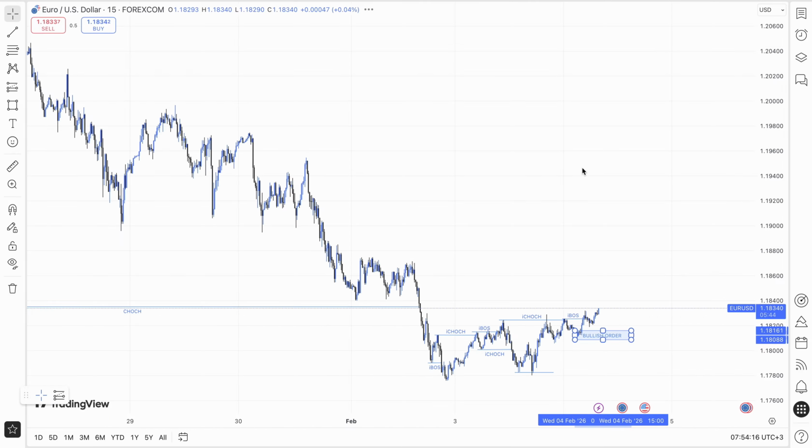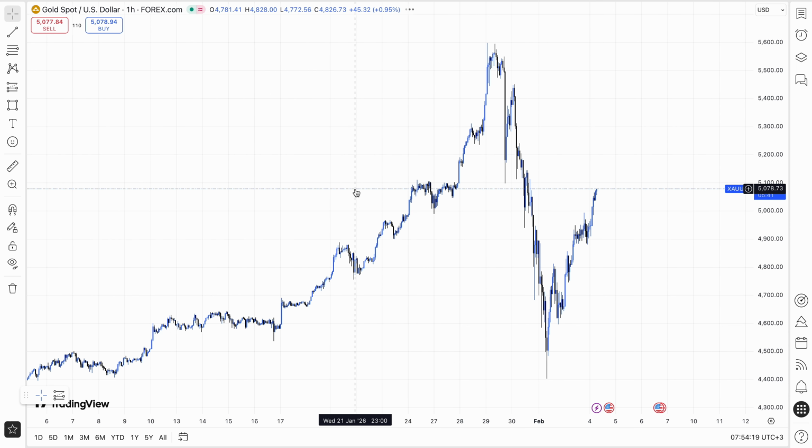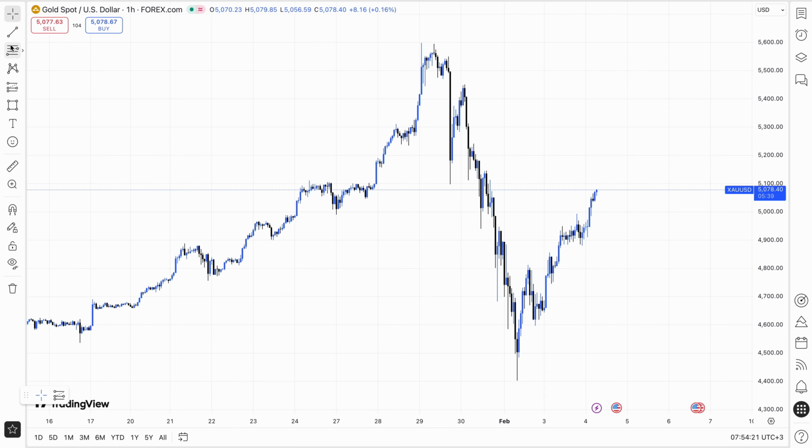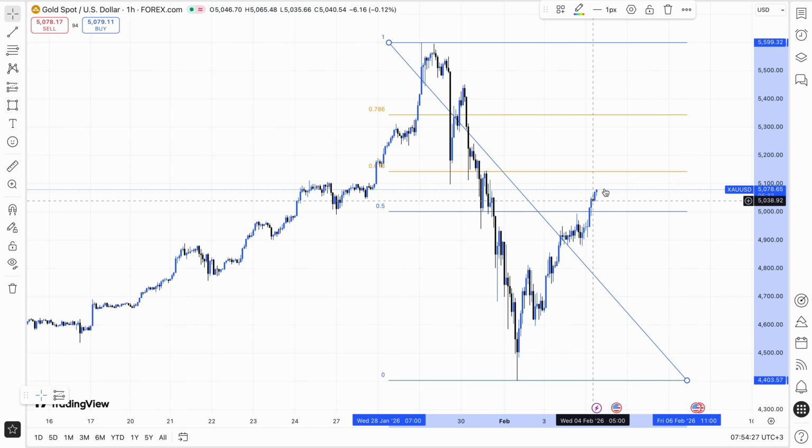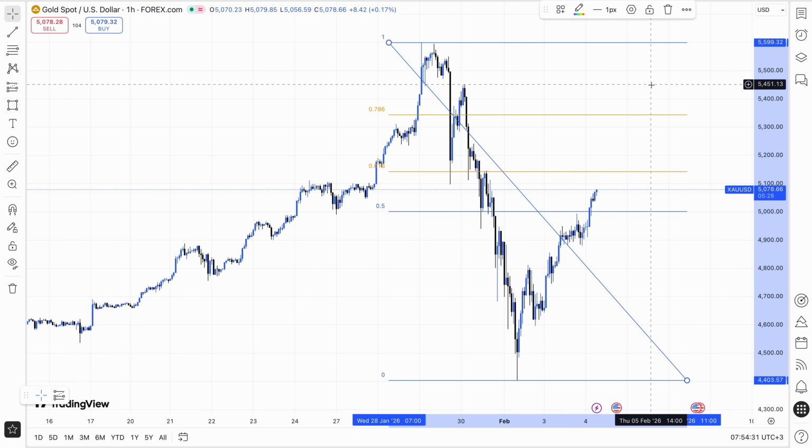Then for gold, it's the same thing for gold. It's also trying to rebalance equilibrium. But for it, it's now balanced. Then you can start looking for sales if you get that confirmation. If you don't get that confirmation, you're going to continue buying these.